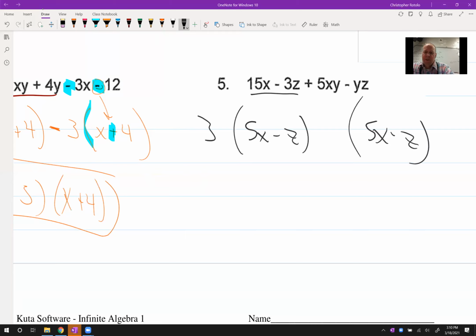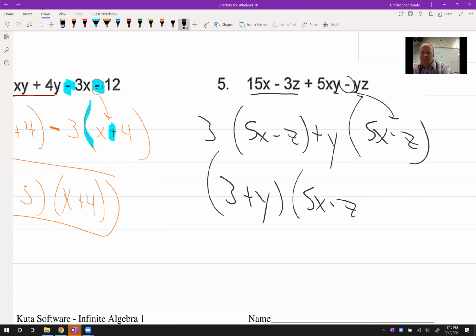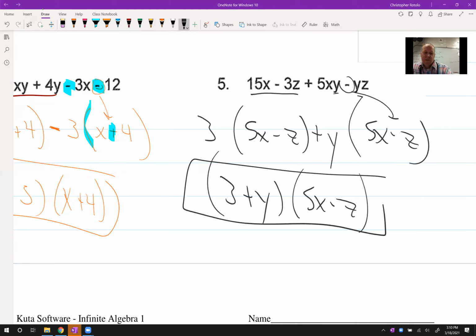So what's the extra thing here? 5xy and yz. So they both have a y. And notice here, I don't want to change the sign, so plus y. So 3 plus y times 5x minus z will give me my answer.